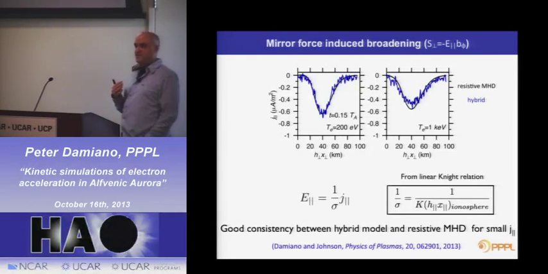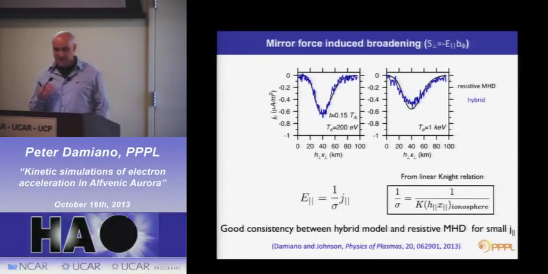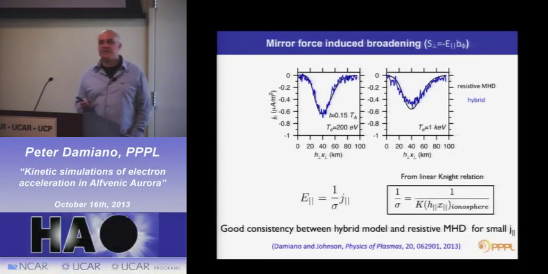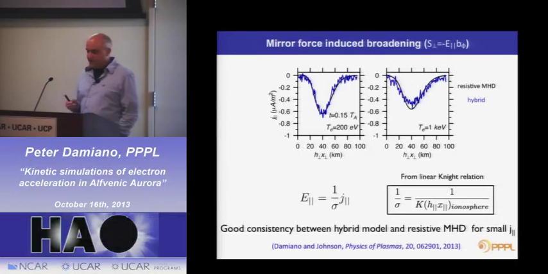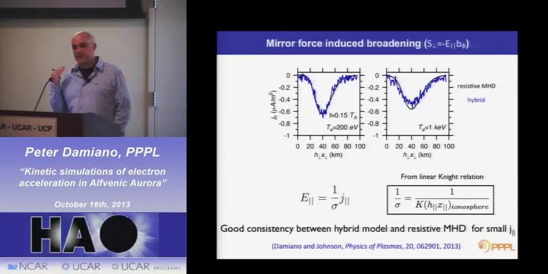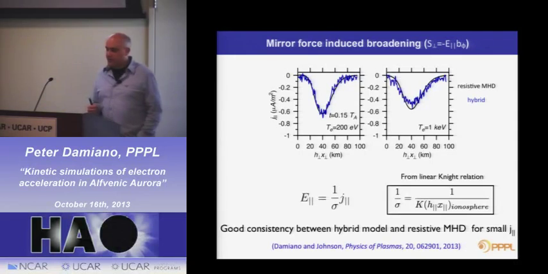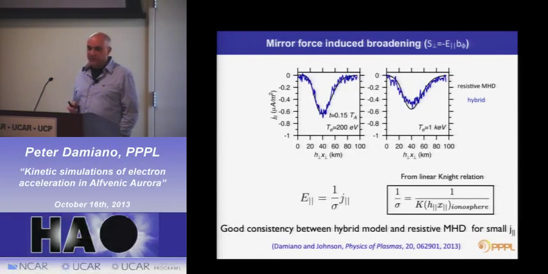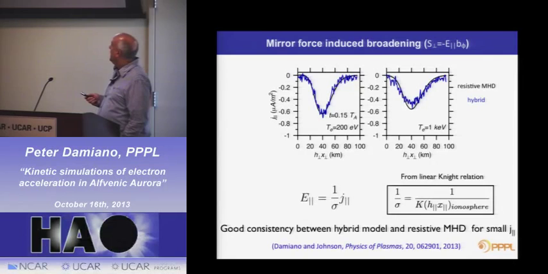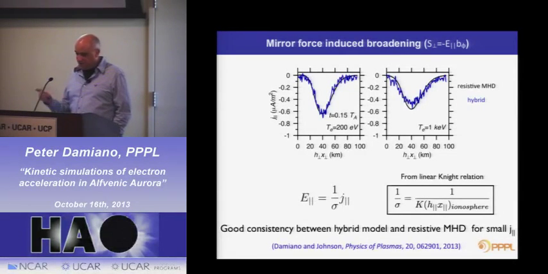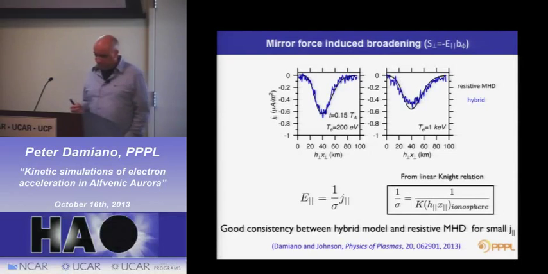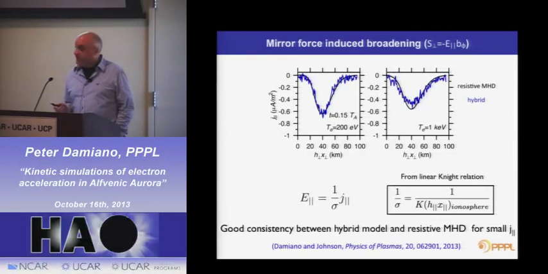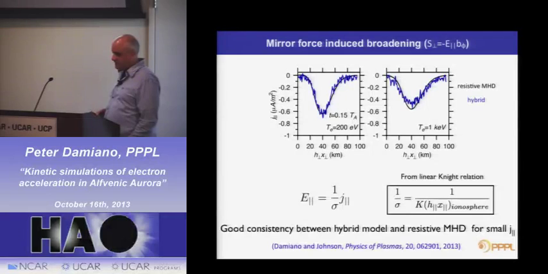It illustrates that this broadening that we're noticing in the hybrid model case is not something to do with more complicated wave-particle interactions in the hybrid model. It is simply due to the parallel electric field that's being generated by the mirror force in order to overcome the mirror force for the electron motion along the field line, and so that physics is encompassed in the Knight relation, and so we're seeing a similar broadening here. So it confirms that it's only the E parallel that's actually leading to the broadening that we're noticing in these upward current regions.